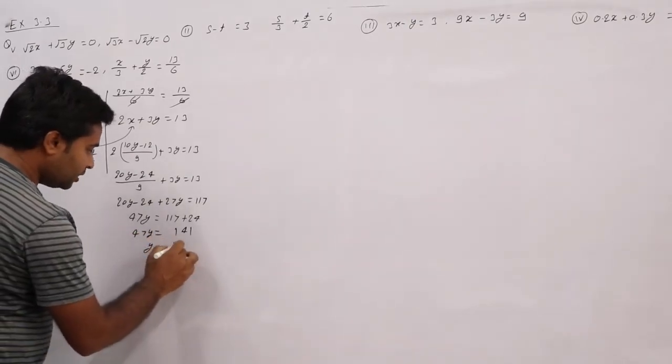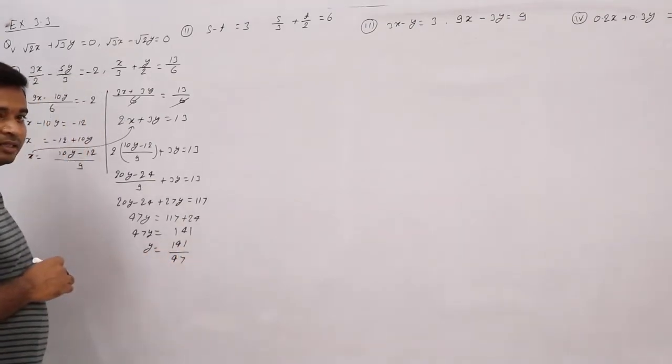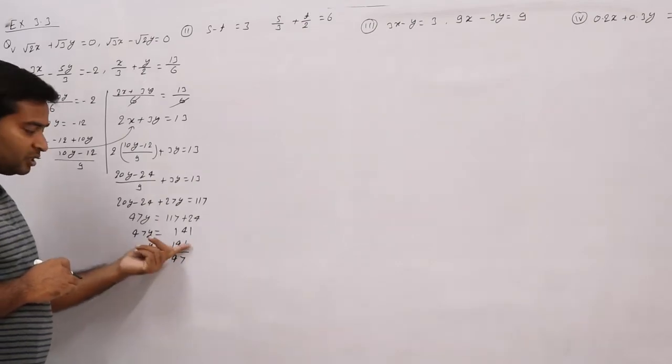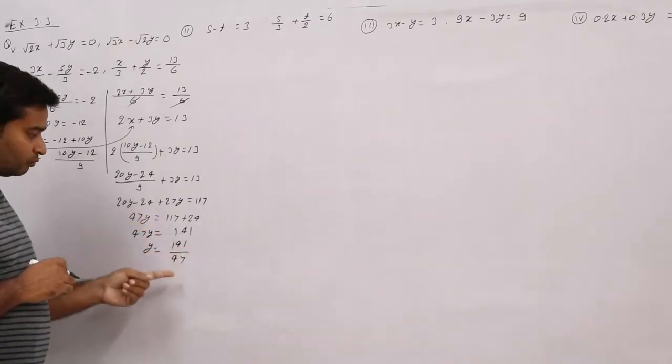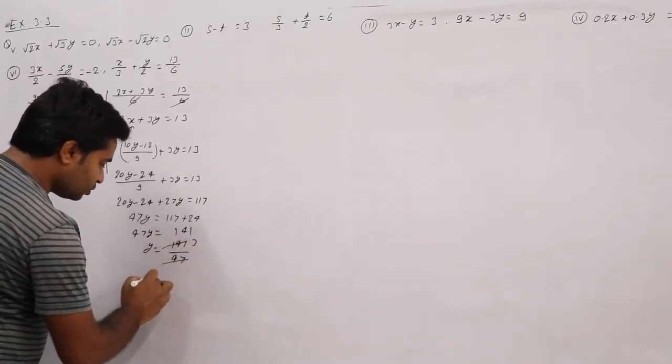Y is equal to 141 by 47. Now see, will it cancel by 3 or not? 7 3s are 21, remainder 2. 4 3s are 12 plus 2 is 14. So 100% it cancels by 3. So y is equal to 3.